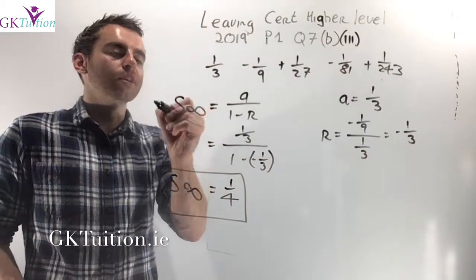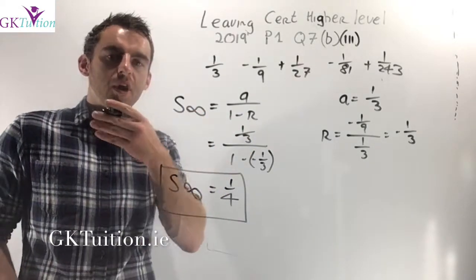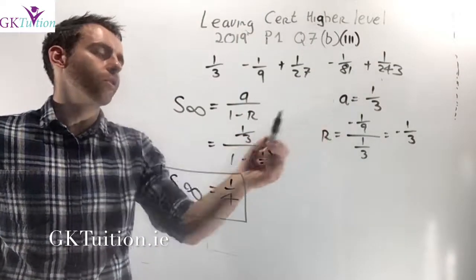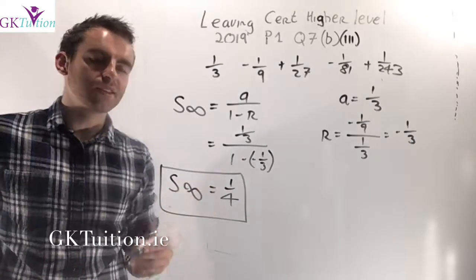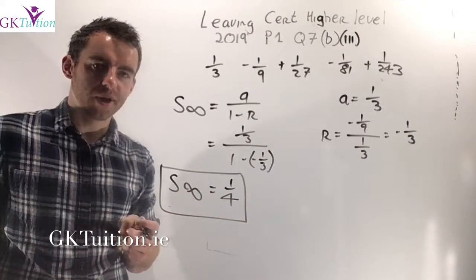And if we're looking for the limit of this series, that means we're looking for S infinity. If this went on forever, what point is it approaching? So I just substitute in a is 1/3, and r is minus 1/3. It's a relatively straightforward formula, and my S infinity works out as 1/4. And that's your final answer for this part of the question.